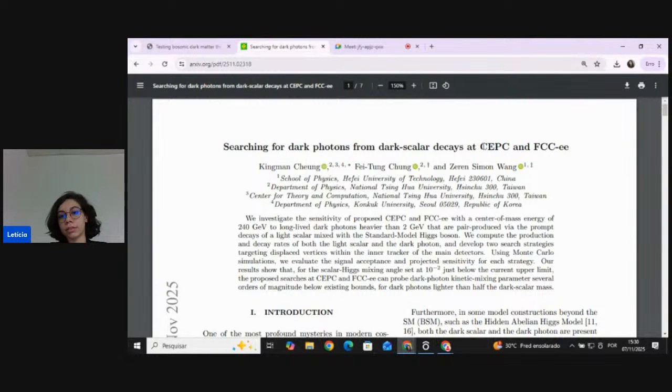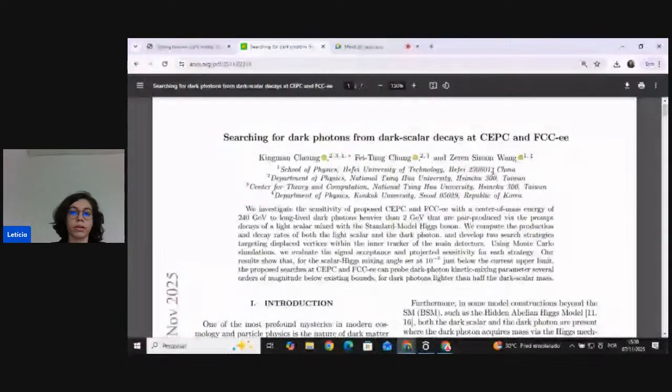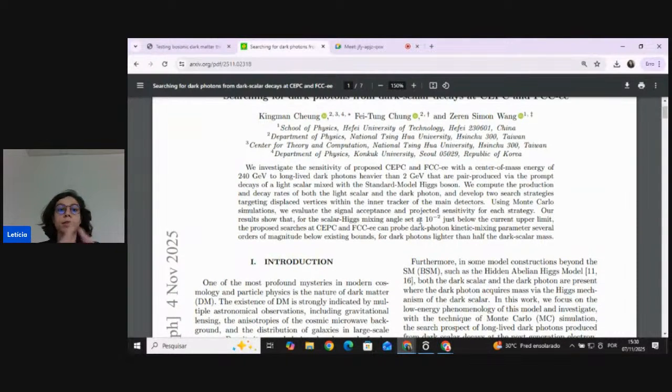At a circular electron-positron collider, that's CEPC, and FCC-ee, that will be the first stage of FCC, if it happens. So these are both future prospects. So the main strategies that they consider in this paper will be through displaced vertices for the dark photon.